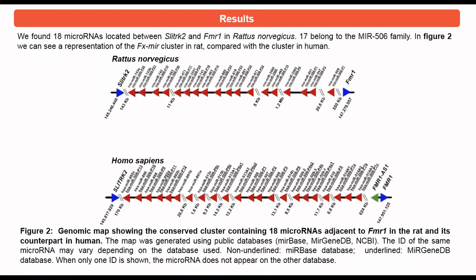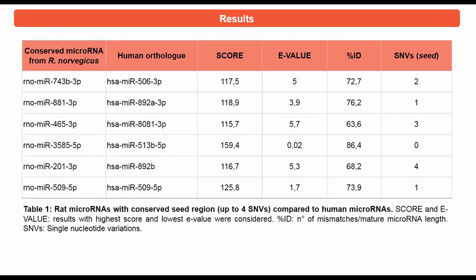All the target predictions were made with miRDB. As a first result, we found that the rat's Fmr cluster contains 18 microRNAs flanked by the genes Slitrk1 and Fmr1, and are located in the same transcription sense, as we can see in figure 2. We also observed that many microRNAs from both species belong to the MIR506 family, suggesting a common origin. We then performed the sequence identity analysis, and we found 6 conserved microRNAs between human and rat Fmr, as you can see in table 1.